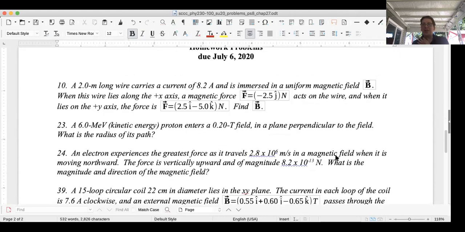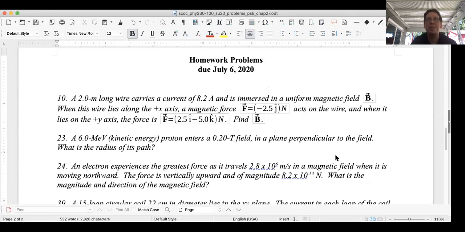And that brings us to the 4 homework problems. The first one is problem number 10. A 2.0 meter long wire carries a current of 8.2 amps and is immersed in a uniform magnetic field. When the current goes in the positive x direction, you get one magnetic force, and when the current goes in the positive y direction, you get a different force. And you're asked to find B from that information.